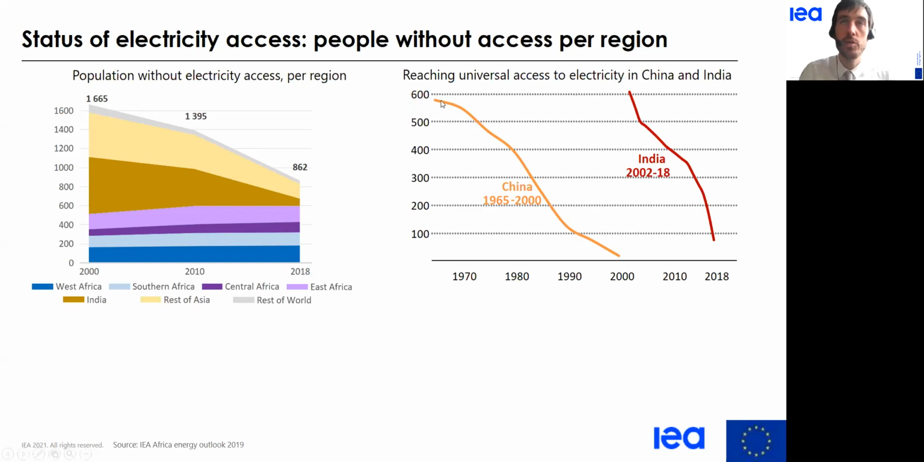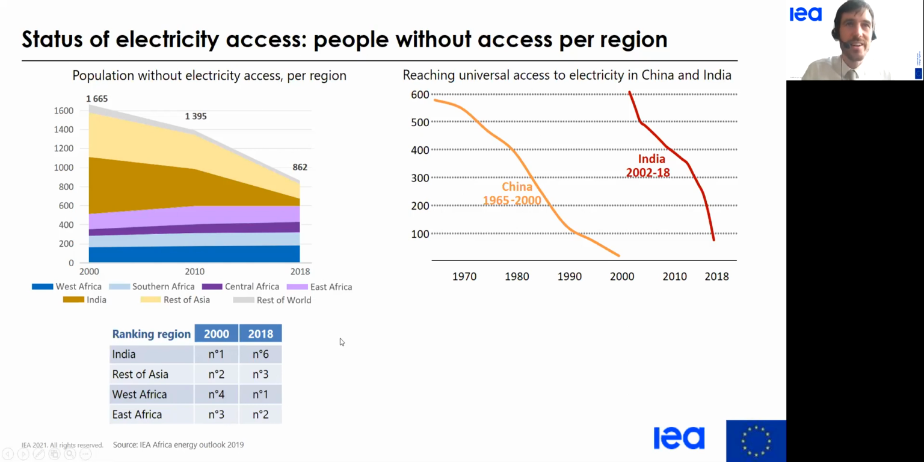China, for example, managed to go from 600 million to 0 million people without electricity over the course of 35 years, between 1965 and the year 2000. India managed to develop the same trajectory, so bringing electricity to 600 million people in a bit more than 15 years. So considering improvements in technologies, especially with solar PV really becoming cheaper and cheaper everywhere, with storage also improving, and with much more knowledge and improvements than what China and India had at their disposal, there is no reason that we cannot achieve universal access in Africa by the end of the decade.